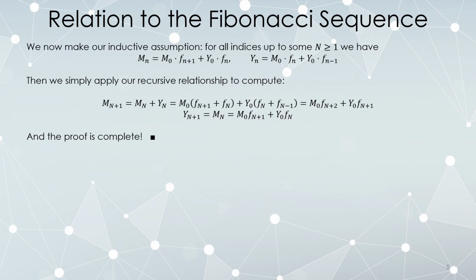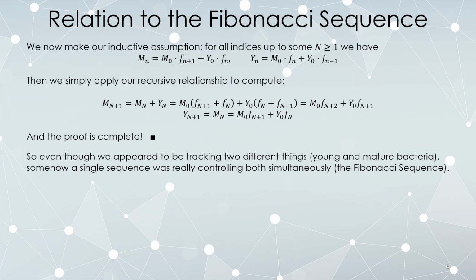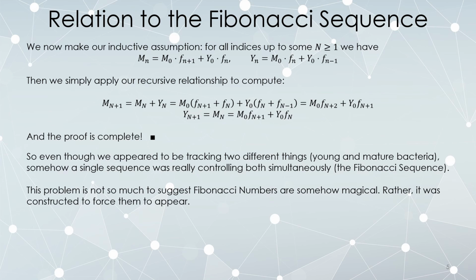So we showed that both formulas held for index 0 and 1. Then we assumed both formulas held for all indices up to capital N, and we were able to show that both formulas hold for index N plus 1. Inductively, then, both formulas always hold. So we appeared to be tracking two different things, young and mature bacteria, but one sequence was really controlling what was going on: the Fibonacci sequence times these fixed constants of the number of mature and young bacteria we started with. But this problem isn't so much about how Fibonacci numbers are incredibly special or magical. It's just that this problem was constructed to make them show up.